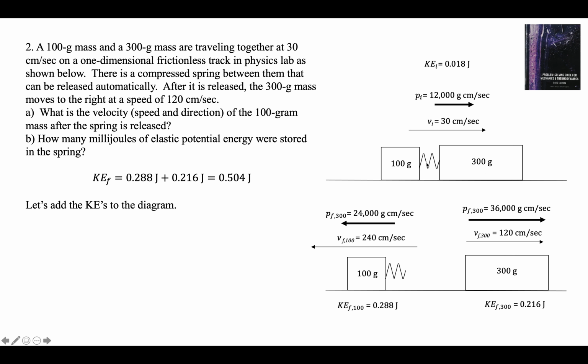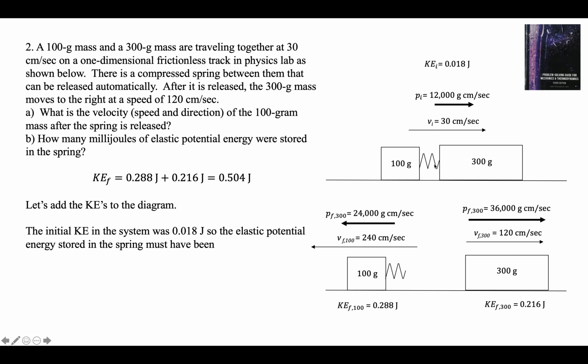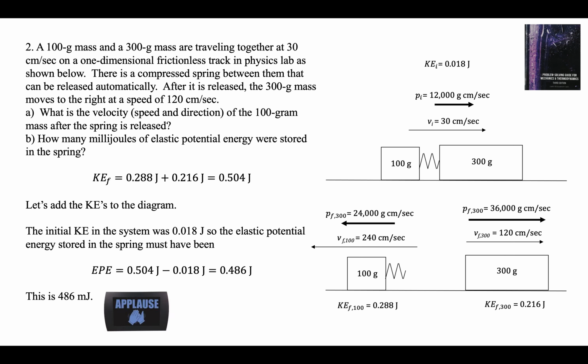Here we can figure out what the elastic potential energy must have been before the explosion. It's 0.504 minus 0.018, so 0.486 joules, and the question asks for millijoules. So that's 486 millijoules. Thank you.